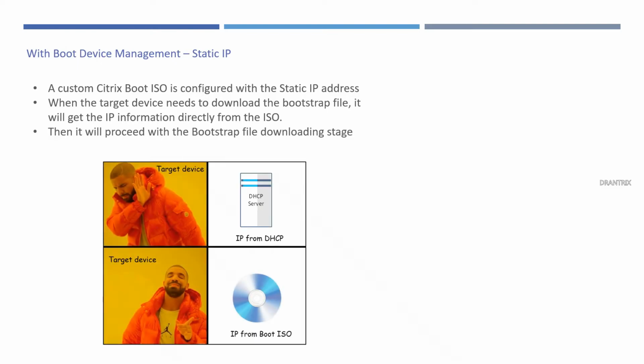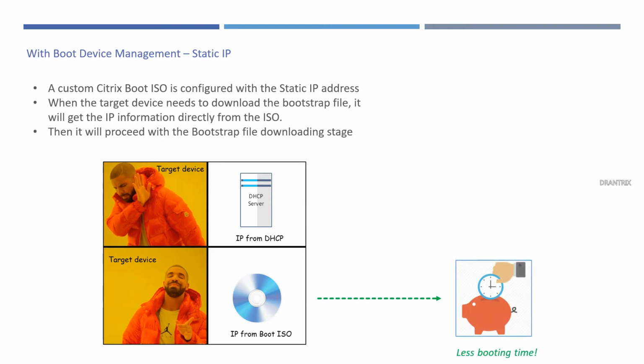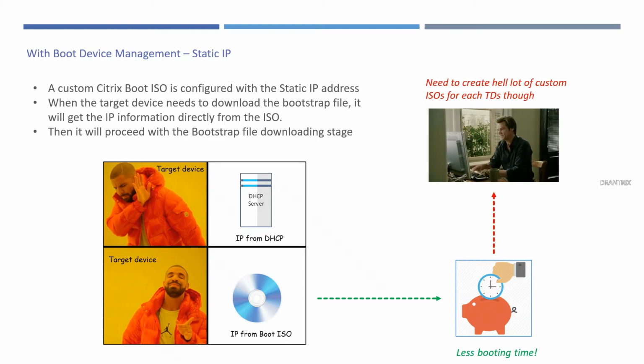In this method, we have an advantage and at the same time a disadvantage. The advantage is the booting time will be decreased, because unlike the traditional booting methods like using DHCP or PXE or TFTP servers, in this method none of them are going to be used, and it will directly get all the information from the ISO. So that results in lesser booting time. And the downside is we need to create a hell of a lot of custom ISOs for each target device.